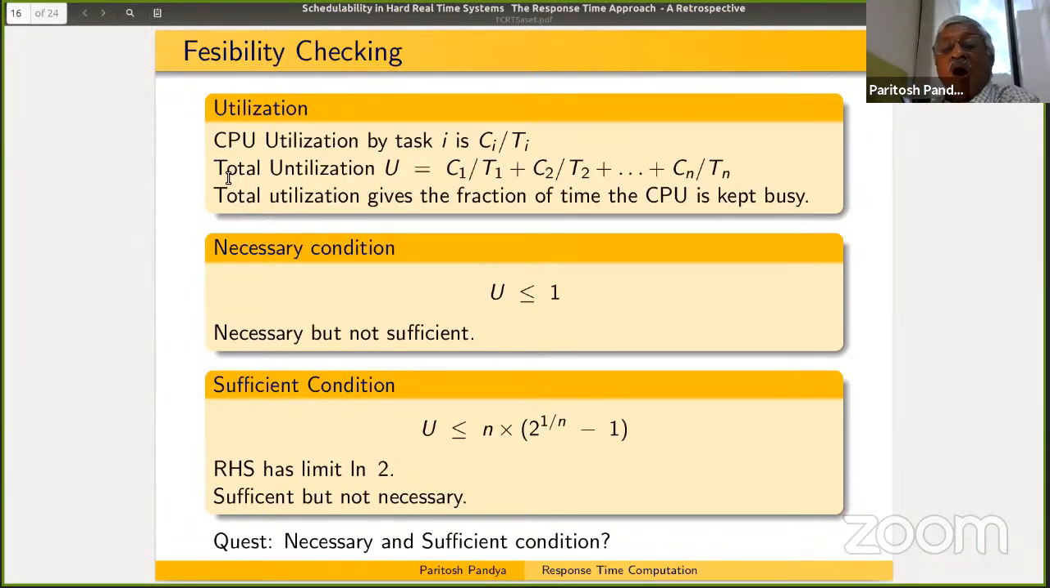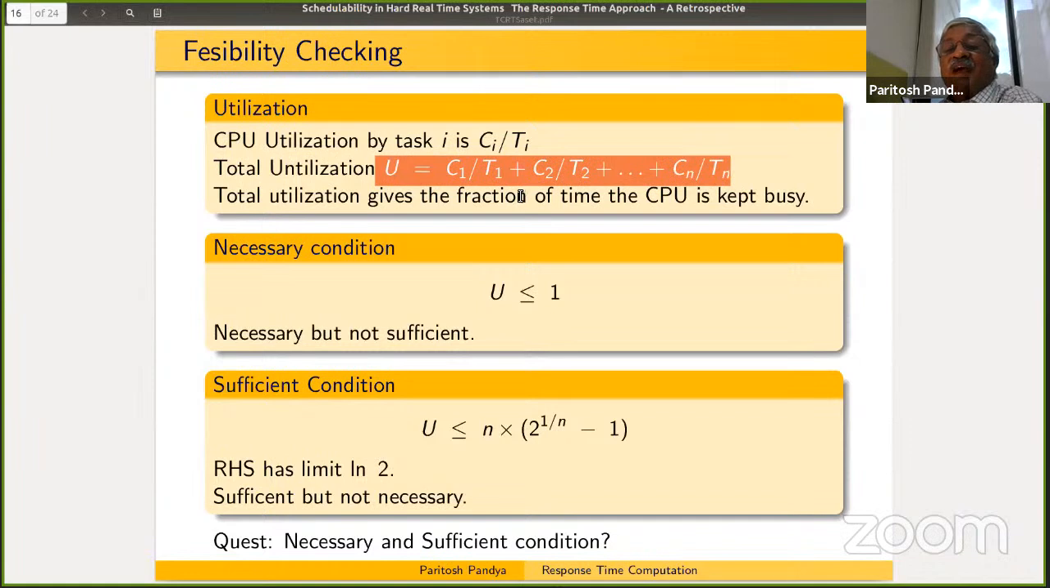And if I consider all possible tasks and sum up the utilizations of each of them, I get a figure called U, which gives the total fraction of time for which my whole task set is keeping the CPU busy. So my utilization is this formula. It gives the percentage or fraction of time for which the CPU is kept busy by the tasks. And a natural, obvious condition is that U should be less than or equal to 1.